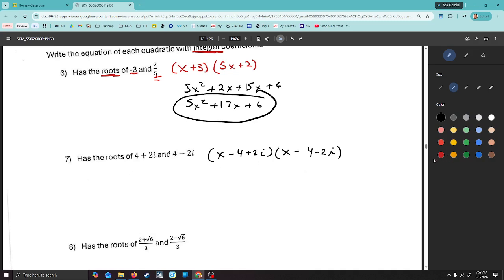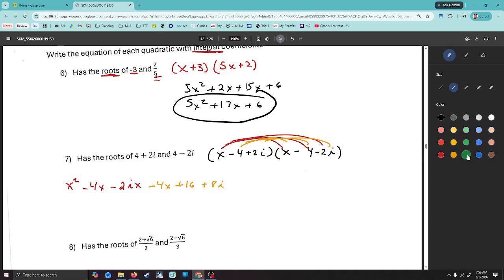So x, I guess I'll do it first. I'll do a color coded. So the first thing, x squared minus 4x minus 2ix. Minus 4x, minus, or I should say plus 8i. Wait, I'm missing something. Negative 4 times x. Oh, I did it. Negative 4 times negative 4 is plus 16. Then negative 4 times negative 2i is plus 8i.